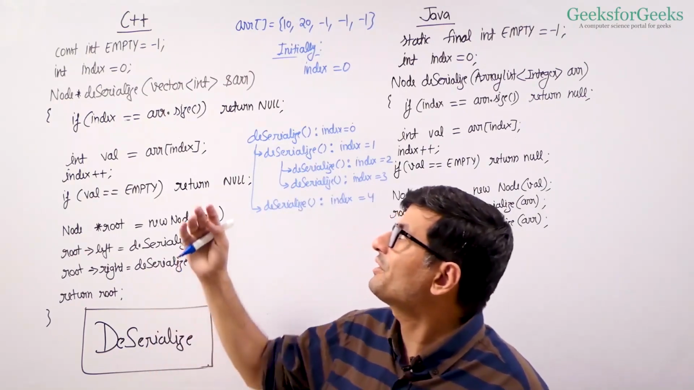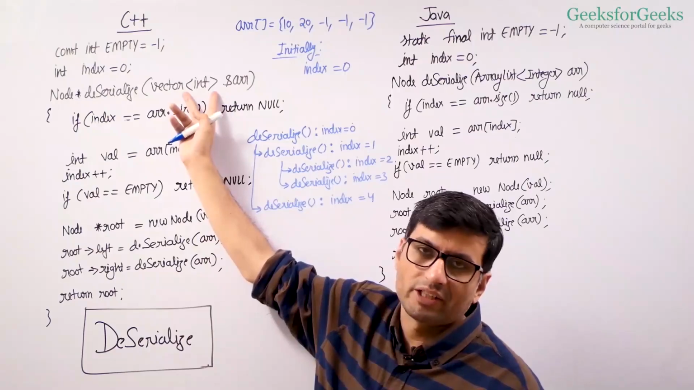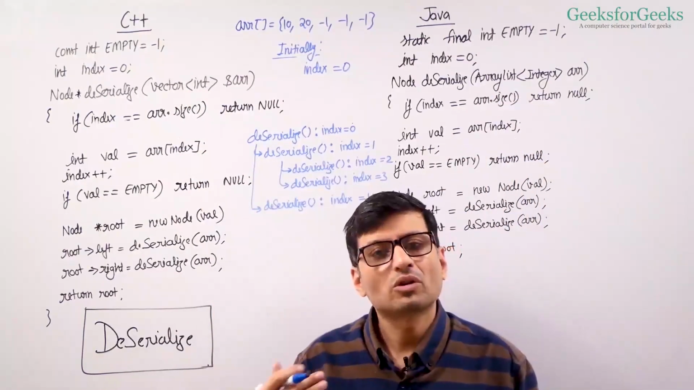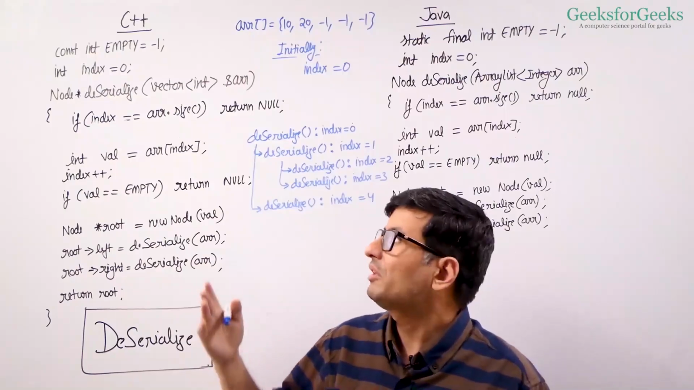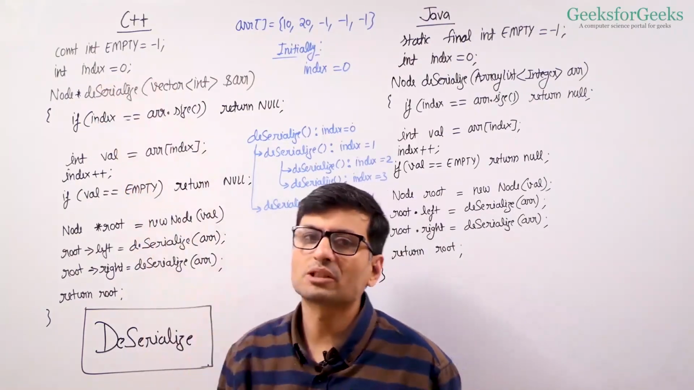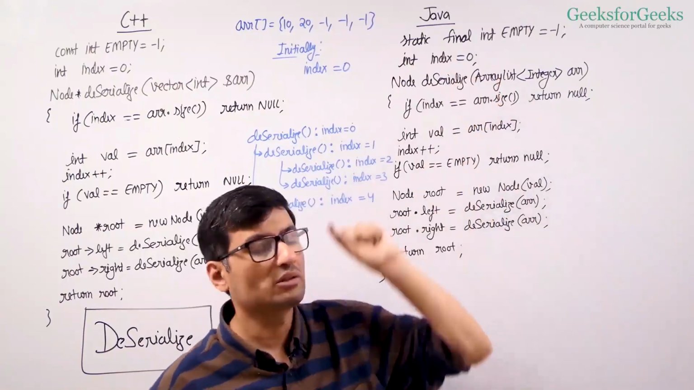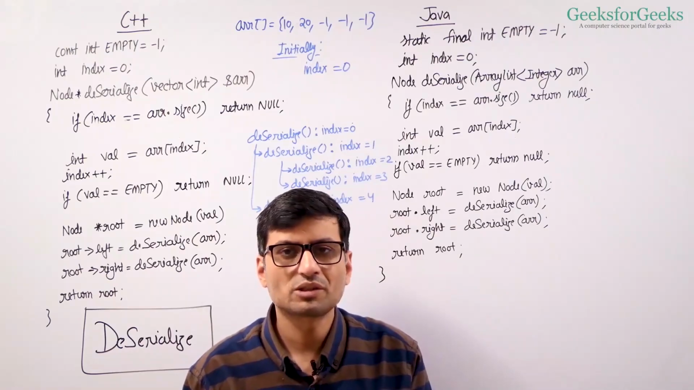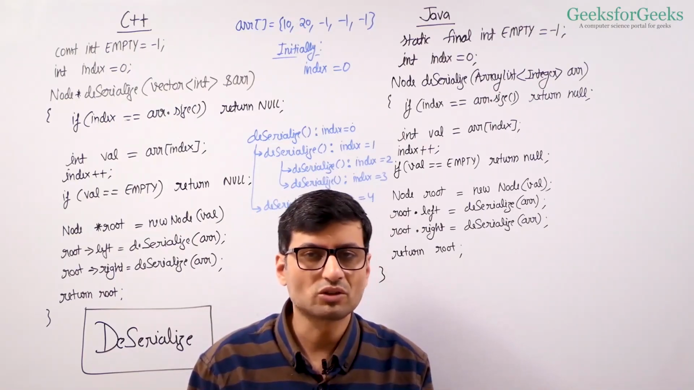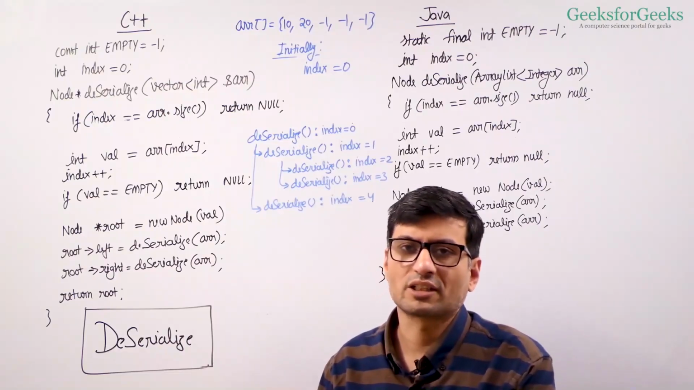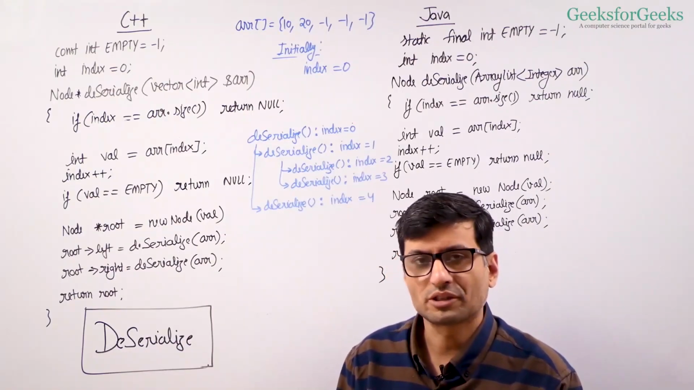In this implementation, we are passing a vector in C++ and an array list in Java. We have also used an index variable which is shared by all the function calls. Index is global in C++ and a class member in Java. Although it's not a recommended practice to have global variables, we have used it here for ease of implementation. We can pass index as reference to avoid global variables, right?